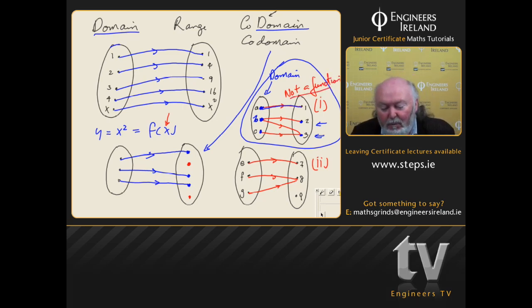Look at the second case. Each thing in the domain has actually got mapped to something in the codomain, or in this case it's a codomain because there are leftover bits. Now f and g both got mapped to 8. Is that a problem? The answer is no, it's not a problem, okay? So this is a function.